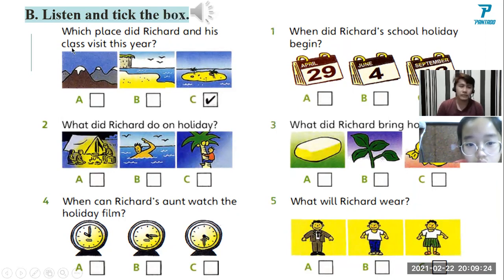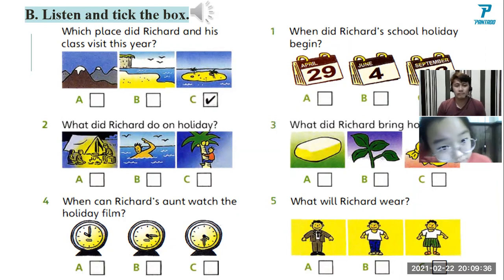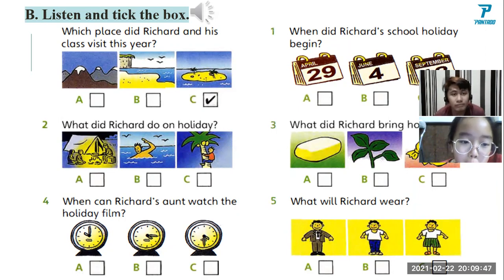Which place did Richard and his class visit this year? Hello, Richard. Did you have a good holiday with the school? Yes, thanks, Aunt Helen. But we didn't go to the mountains this year. Oh, did you go to the beach then? No, we stayed on an island this year. It was excellent.